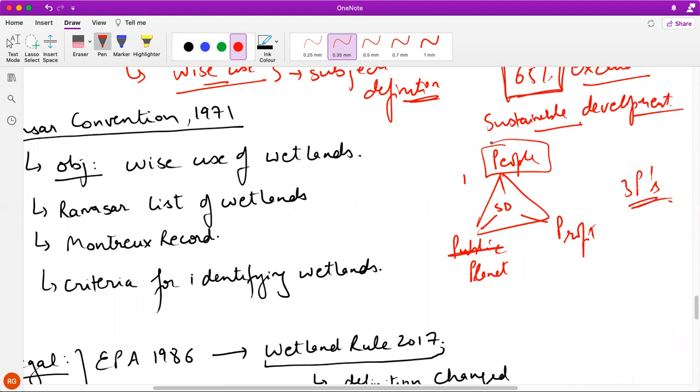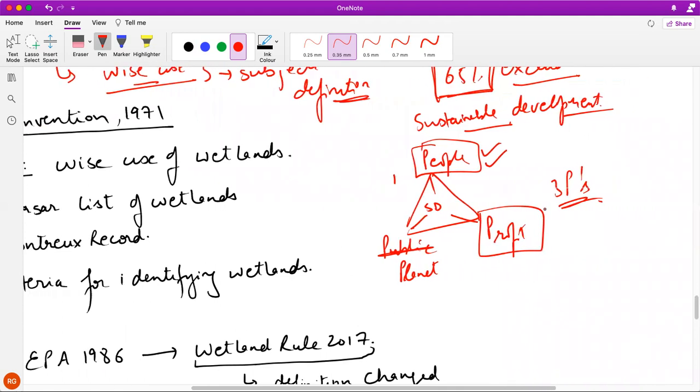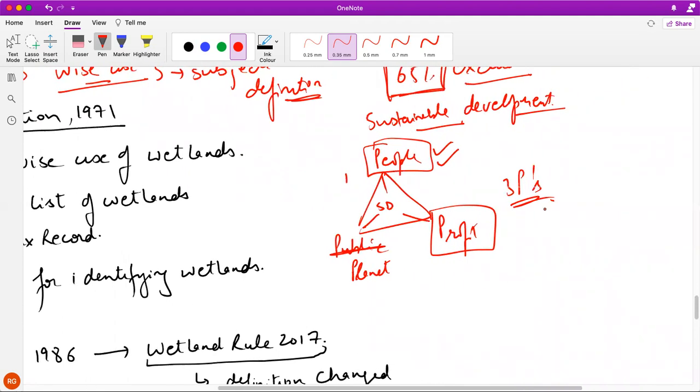So basically, people, wise use means people should determine how it should be used. There should be public participation. All right. Then traditional knowledge needs to be tapped. Then at the same time, we need to also ensure economic benefits. So economic benefits should be there. So wetlands should be first of all properly demarcated.